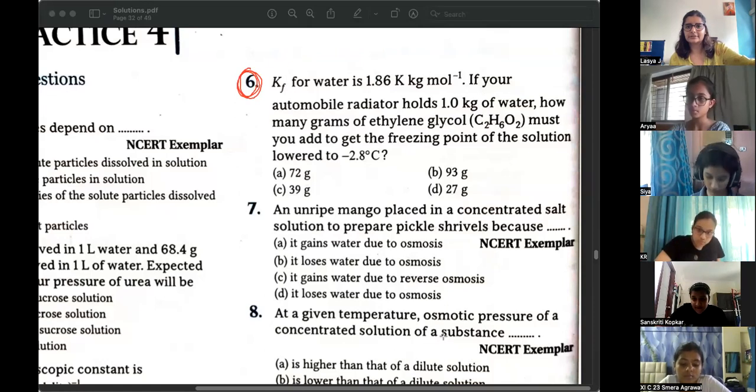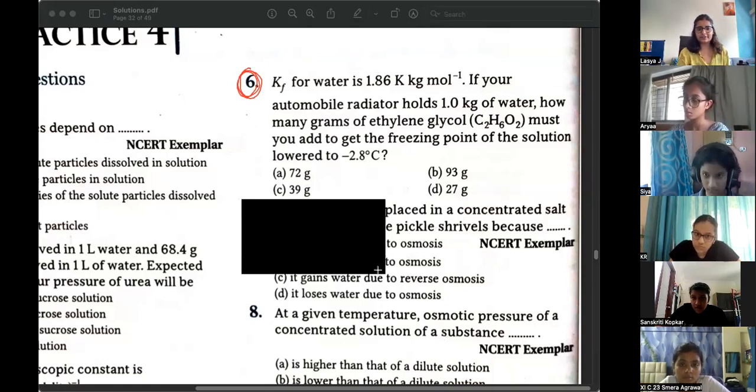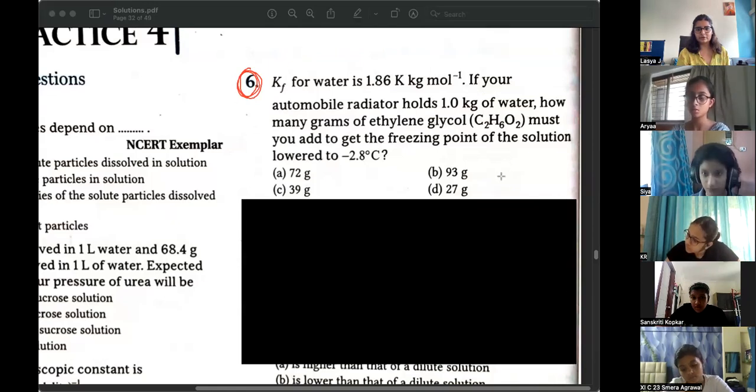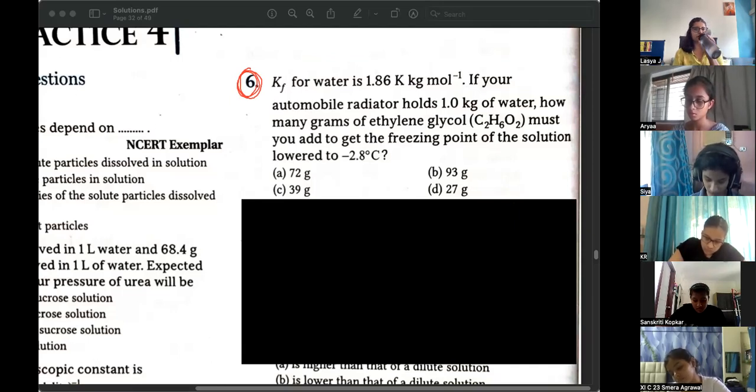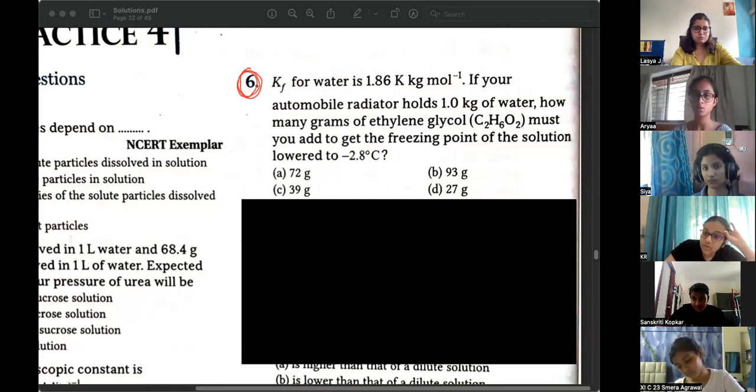Right. What is given first? It will be easier that way. Whatever numbers are given, just write them as assigned variables. Kf is given, capital M, W, whatever it is, put it there. We need to find W2, right?